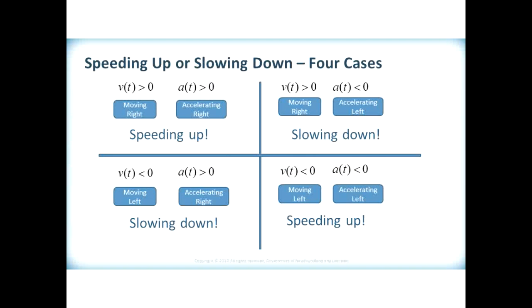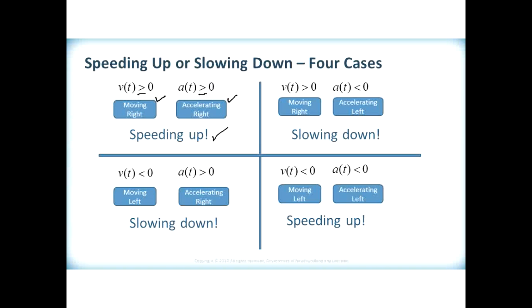Speeding up or slowing down, there are 4 different cases. These are the conventions that we use in calculus when we talk about motion. If both your velocity and your acceleration are positive, that means you're moving to the right and you're being accelerated to the right at the same time. So you're accelerating in the direction that you are moving, so you will be speeding up.